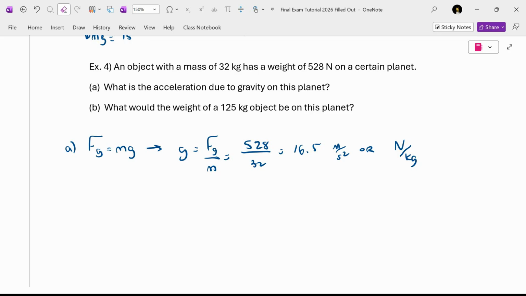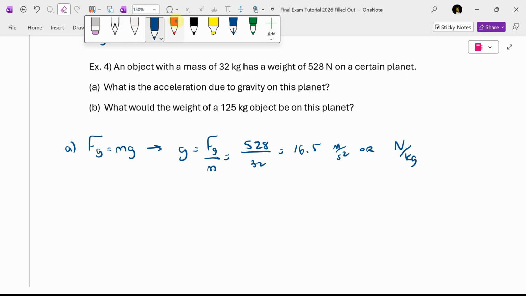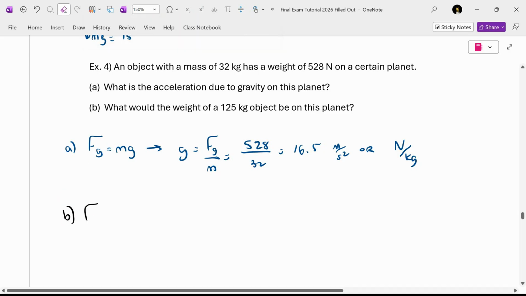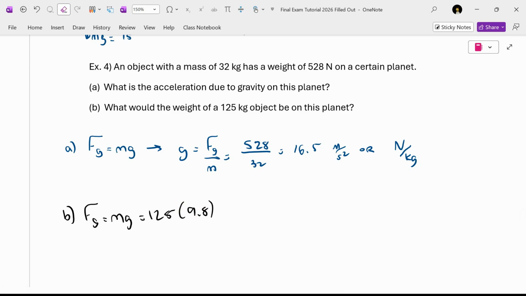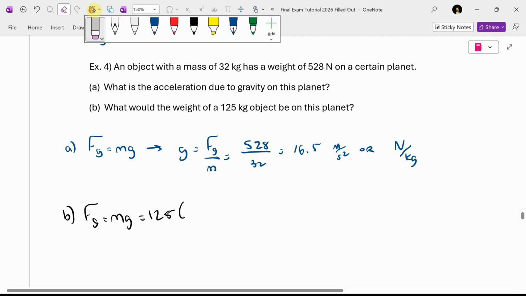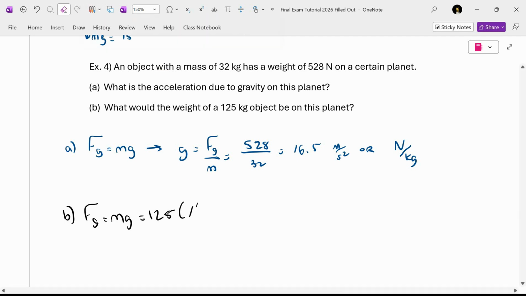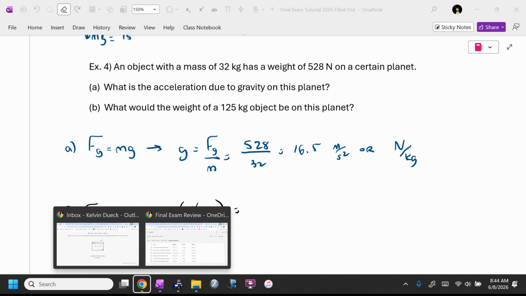B. Mason, what does B want me to find? Oh, that's easy. The weight is mg, so it's going to be 125 times 9.8, right? Oh, we're on a different planet. It's going to be 125 times the new gravitational field, which is 16.5. Let's crunch that and see what we get.